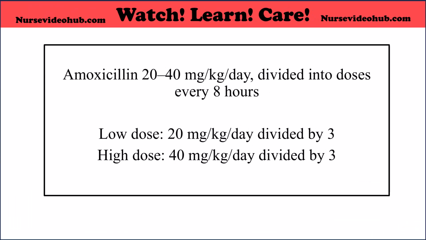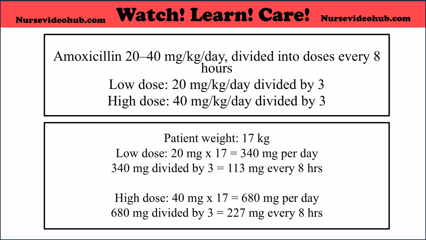Let's look at an example. Here is a pediatric dosing for amoxicillin. Amoxicillin 20 to 40 milligrams per kilogram per day, divided into doses every 8 hours. The pediatric dose must fall within the recommended low and high ranges. The low range would be 20 milligrams per kilogram per day, divided into doses every 8 hours. The high range would be 40 milligrams per kilogram per day, divided into doses every 8 hours. The dose must be within the range of the low and high doses. If the dose is lower than the low dose, the drug may be ineffective. If the dose is higher than the high dose, then the drug may be toxic.